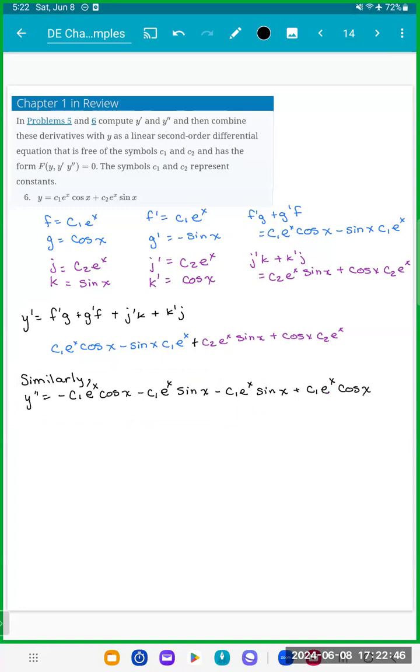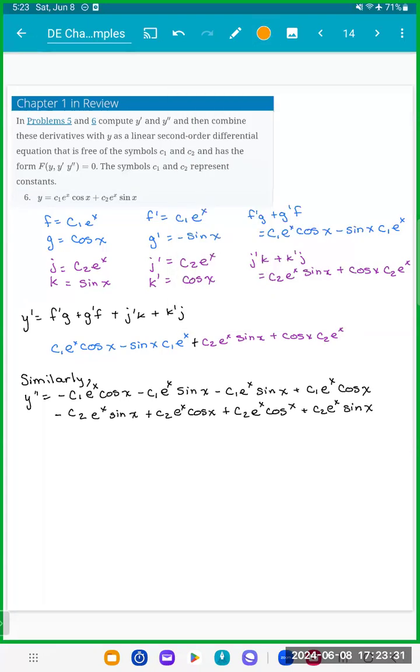But that is just the first half. So that is just the blue one. So we have to keep going. We're going to minus c2 e to the x sine of x plus c2 e to the x cosine of x plus c2 e to the x cosine of x plus c2 e to the x sine of x.